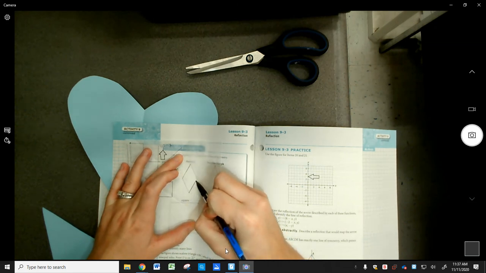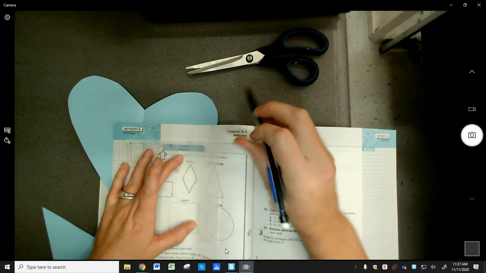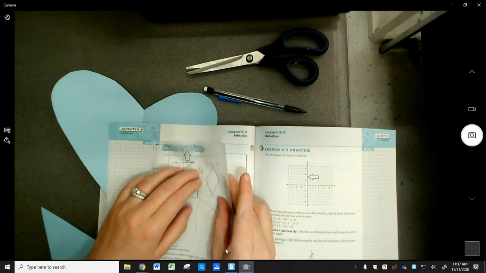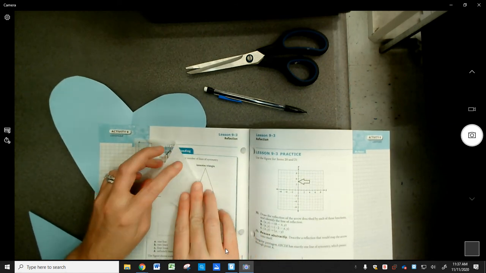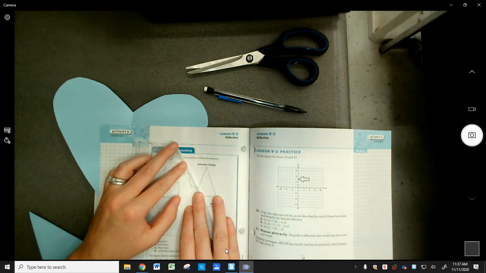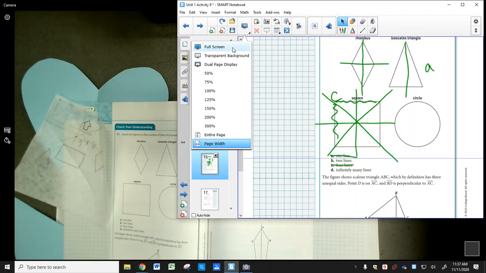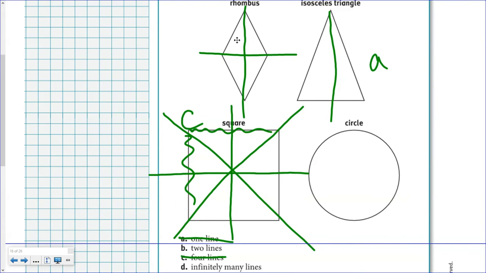So you can always verify with your patty paper. And if you fold it this direction, it ends up not lining up. They go the wrong direction. So a rhombus only has 2 lines of reflection. A circle, though, will have infinitely many. You can do any number of them for the circle.